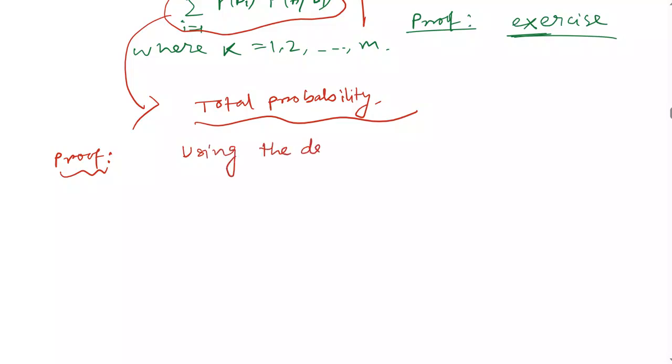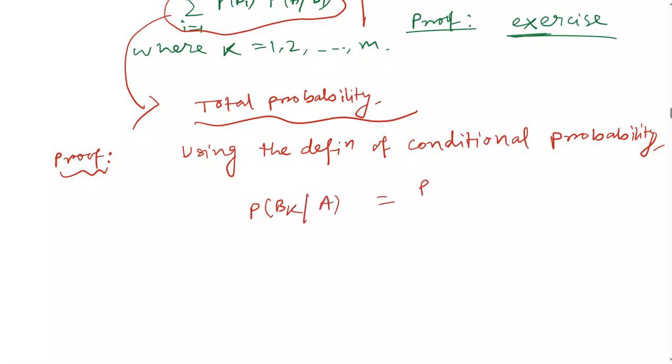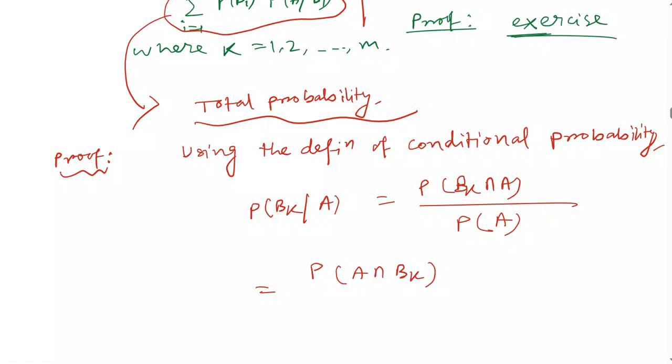Using the definition of conditional probability, probability of B_k given A is probability of B_k intersection A divided by probability of A, equal to probability of A intersection B_k divided by the summation for i equal to 1 to m of probability of B_i times probability of A given B_i.